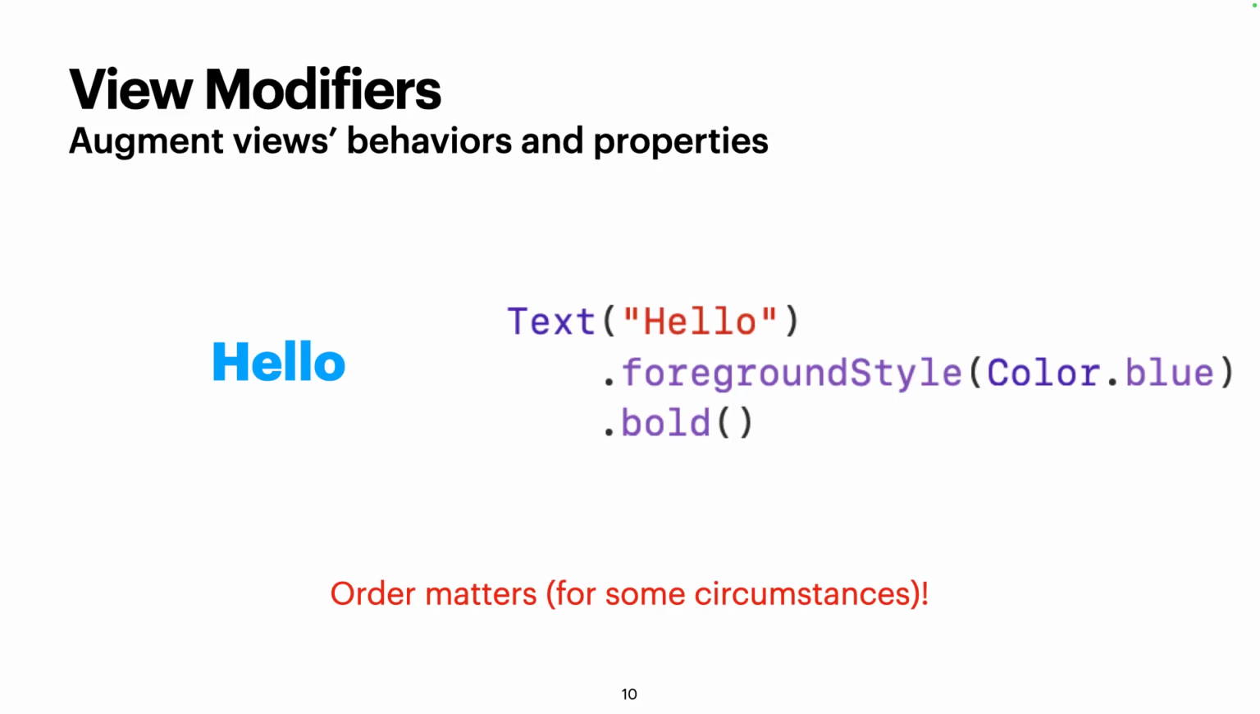The order matters in some circumstances. For example, imagine this was padding. We use the padding view modifier to add some padding around the view itself, and then we add, for example, dot background and give it a background color. What will happen is that the color is applied to the padding and the text, so you can think of the whole area as having a background color. Now, if these were switched, so the background color comes first and the padding after, the background color would be applied only to the boundaries of hello, but the padding around it would not have that background color. So the order in which you apply view modifiers is critical in some circumstances.